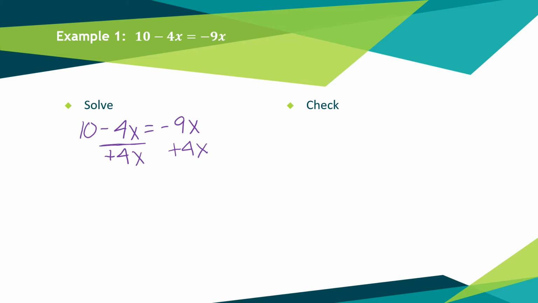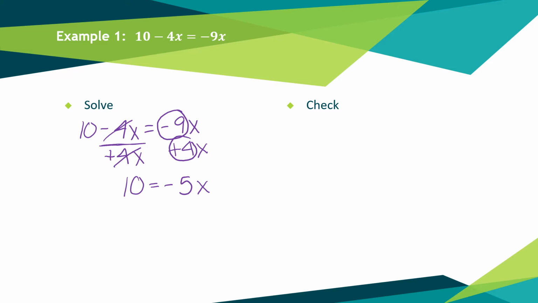And when we do that, on the left-hand side, the minus 4x and the plus 4x undo each other and cancel out. That's just going to leave us with 10 on the left-hand side. Now, how do we add the negative 9x and the plus 4x together? Just as if you were combining like terms, because that's what they are. So we want to combine the coefficients and keep the x variable along with them. So we have negative 9 plus 4, which gets us negative 5, and the x variable just stays the same.